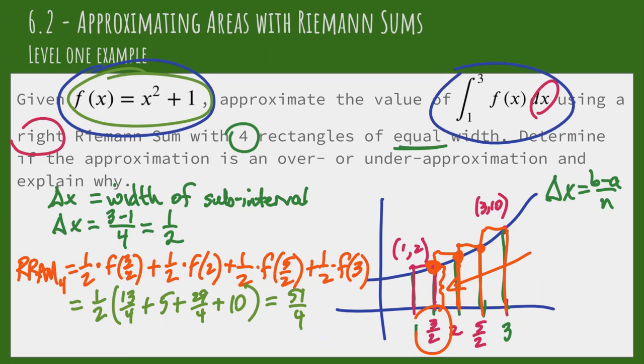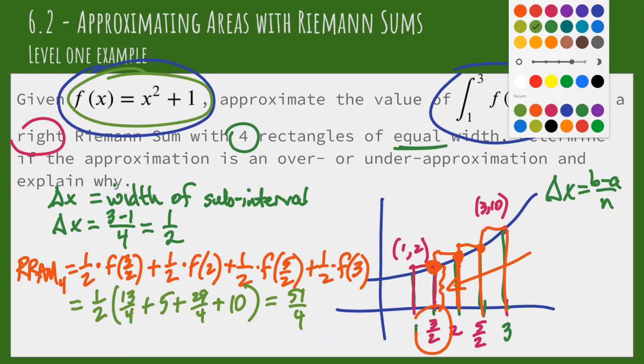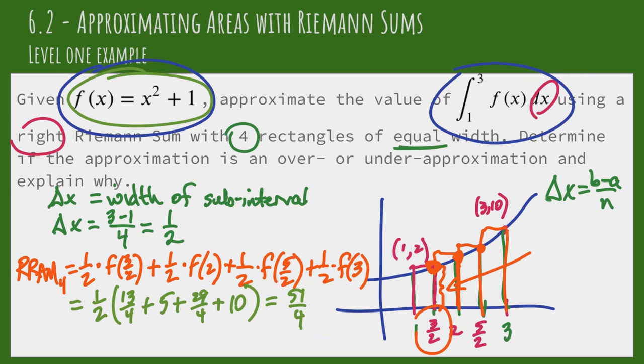For now, let's answer one final question here, and that is, is this an over or an under approximation? By looking at the graph, I think it's pretty easy to see that the rectangles have a little bit too much area, a little bit more than we wanted, so it's going to be an over approximation. It does ask us to explain why. So just saying that the rectangles are too big is not a good enough explanation. So this is going to be an over approximation.